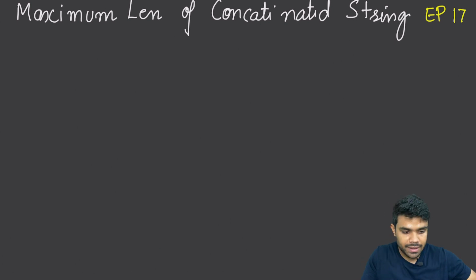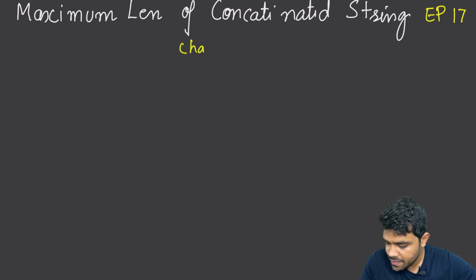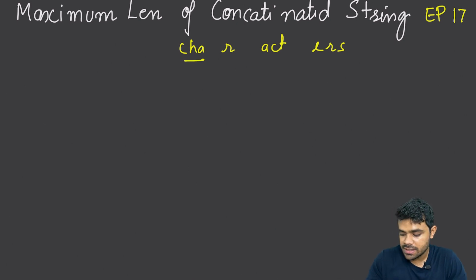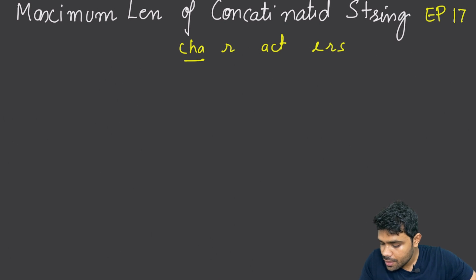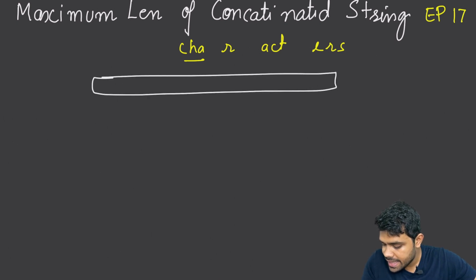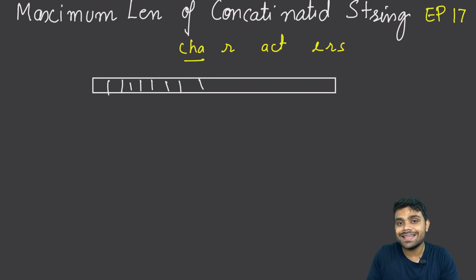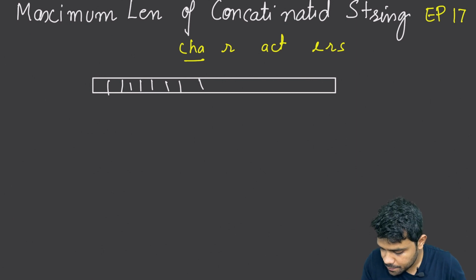All right, let us again take that example. We have CHA, then we have R, then we have ACT, and we have ERS. Now we will start with the first string. For the first string, we have two options. One option is to consider this particular string in the final concatenation, basically to select it. If we are selecting this string, I will also maintain that 26 size array, and I will simply mark these indices as 1.